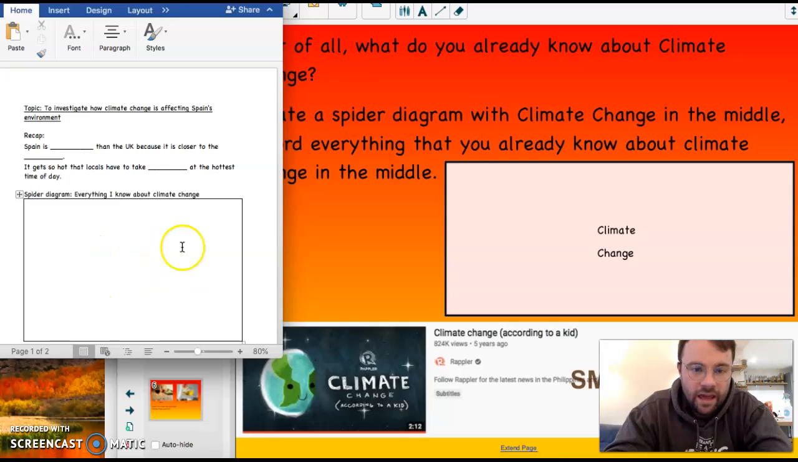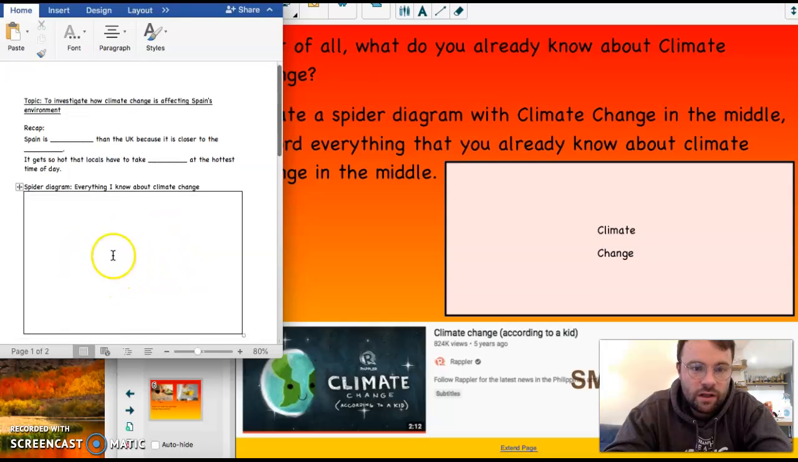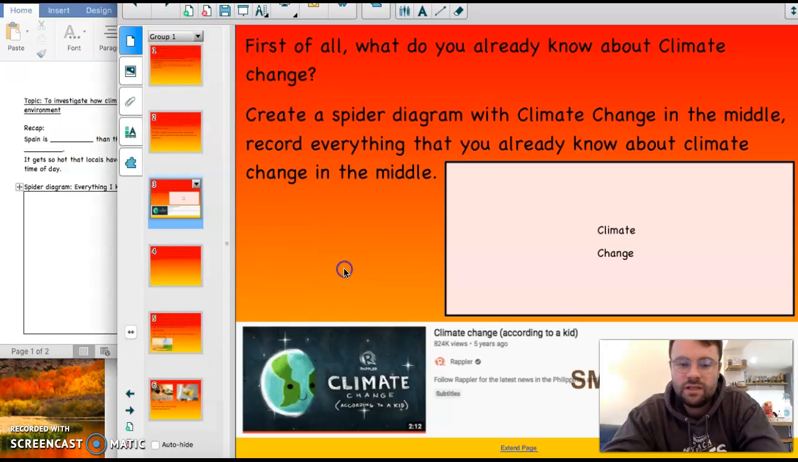So here is your worksheet, here's a little space for it. So you write climate change here, and then everything you know about it, you could write this means that something, something, something, and then join that up to the middle with a line. This whole thing could be full if you want to really, really impress your teachers.